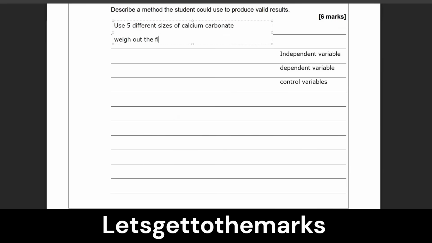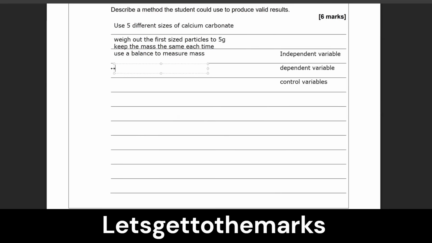Weigh out the first sized particles to 5 grams. So we're going to use 5 grams each time. Keep the mass the same each time. So I want to use 5 grams each time. You could use 10, you could use 1 gram, you can say any mass, or you can just say keep the mass the same each time, use a balance to measure it. That's a bit extra, but I'm just going to put that in. Use a balance to measure mass. We could say something like, don't forget to zero it first, meaning set the balance to zero, but I'm not going to bother because I'll run out of room.